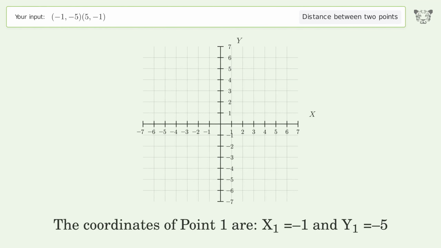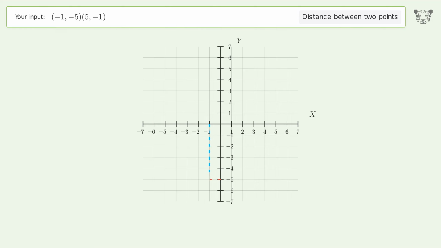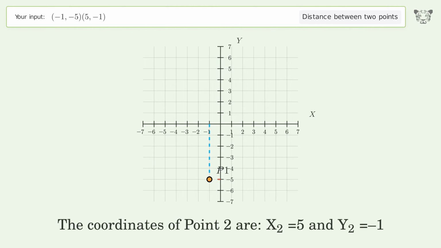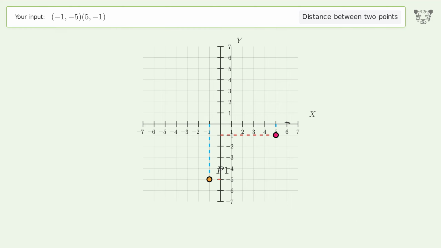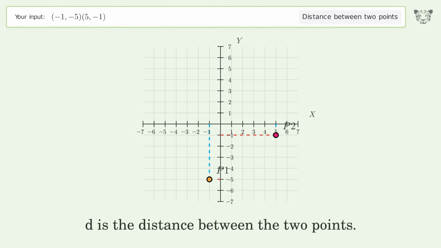The coordinates of point 1 are, x1 equals -1 and y1 equals -5. The coordinates of point 2 are, x2 equals 5 and y2 equals -1. D is the distance between the 2 points.